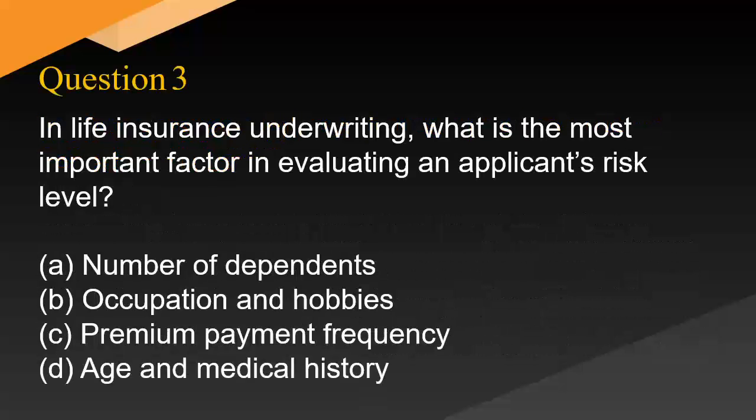In life insurance underwriting, what is the most important factor in evaluating an applicant's risk level? A. Number of dependents. B. Occupation and hobbies. C. Premium payment frequency. D. Age and medical history.